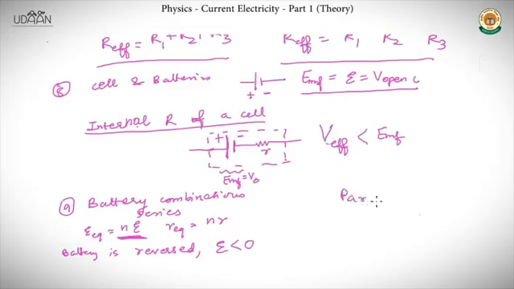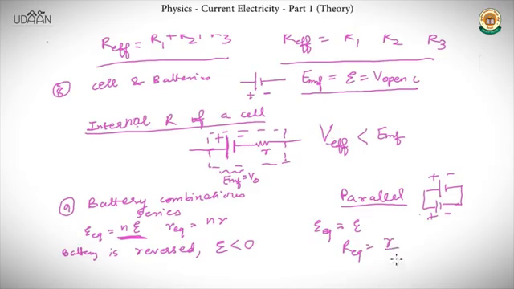And when batteries are connected in parallel, then E equivalent is nothing but E because the potential remains the same across each, because they're connected in parallel like this. And R equivalent, the combination of the internal resistance, will be r by N if there are N batteries connected in parallel.